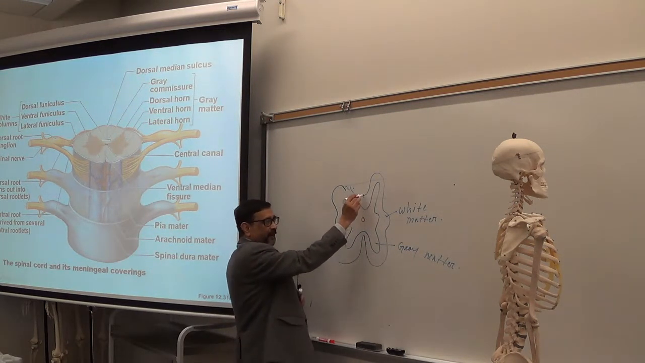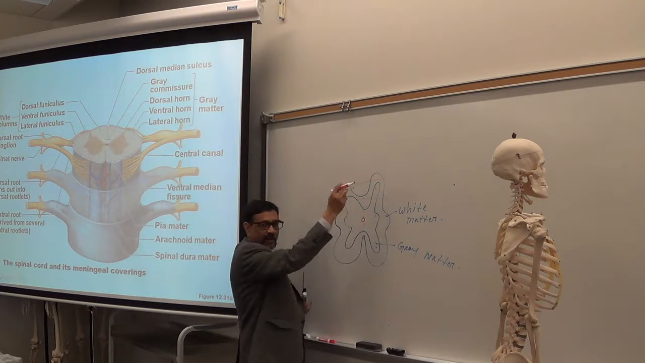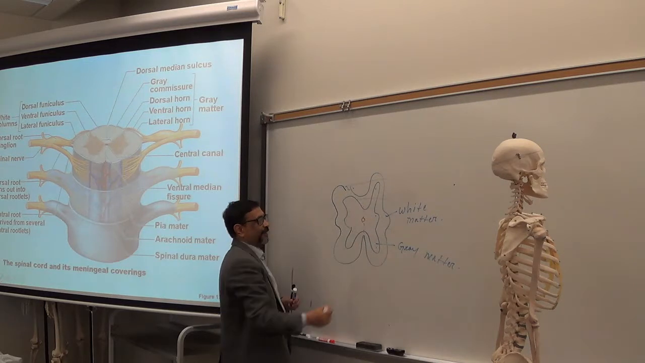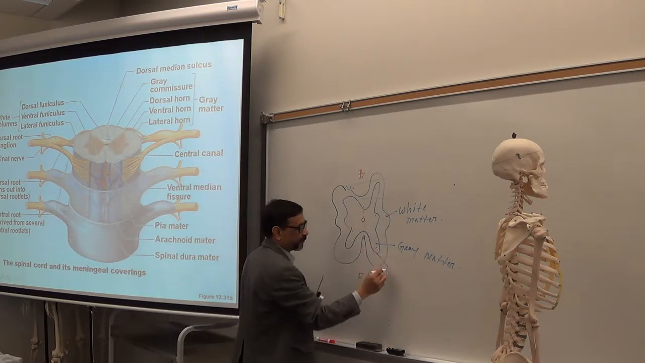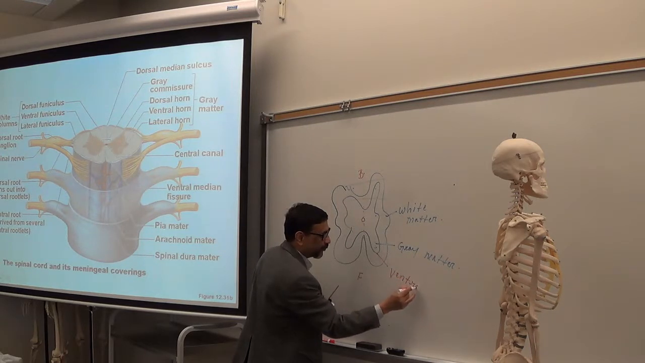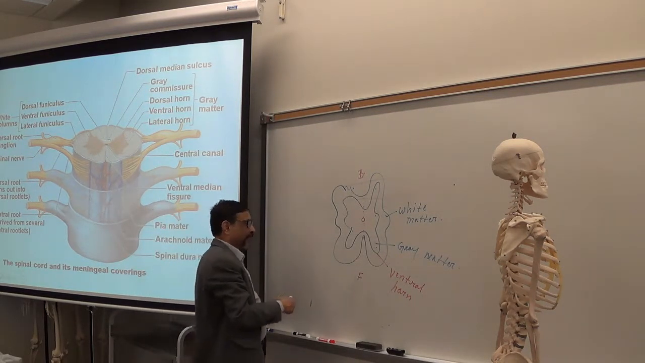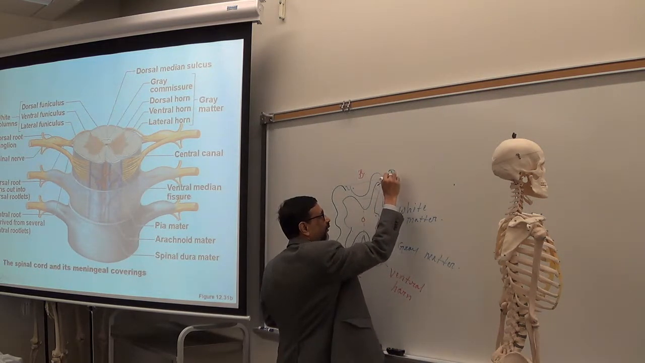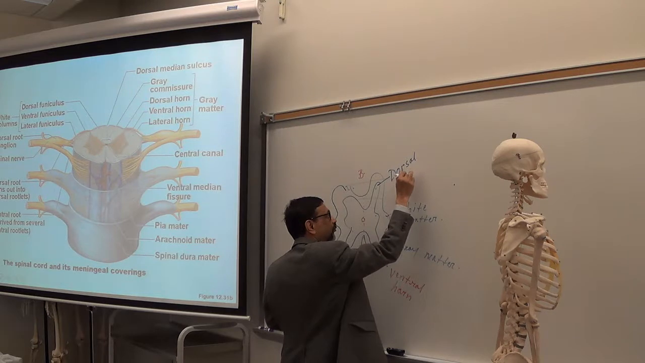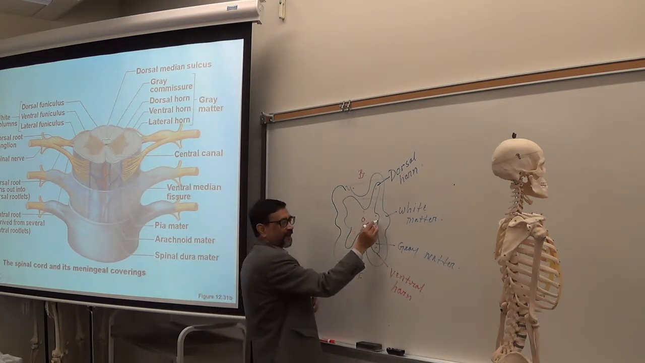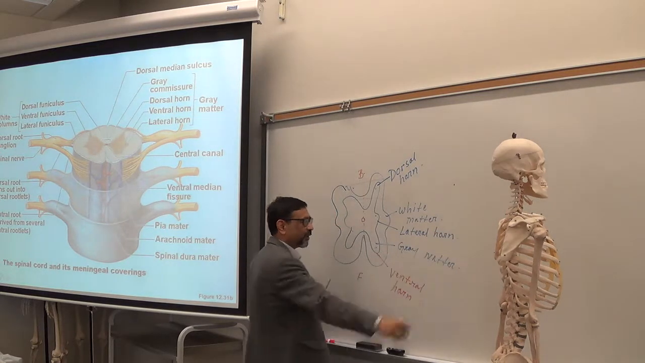In each half of gray matter, you have 3 horns. You see here, this is one horn, another horn, another horn. How many horns? 3 on each side. Now, this is front, this is back. So this horn is called the ventral horn, a horn-like structure. And if this is ventral, this is what? Dorsal. And this one is lateral. Three horns. Make sense?